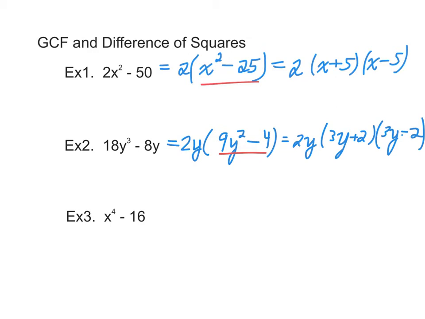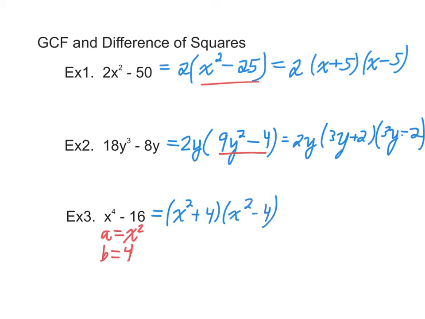In the last one, this is kind of unique. In the last one, these are actually both something was squared. A was x squared, and b was 4. So when we do the difference of squares, a plus b, a minus b, it looks like this.